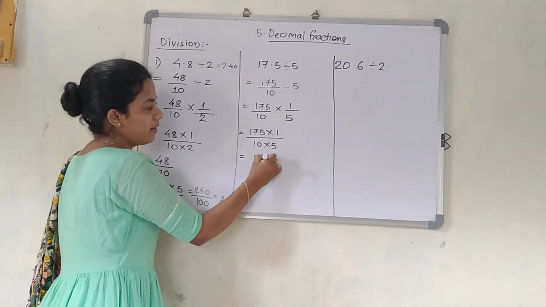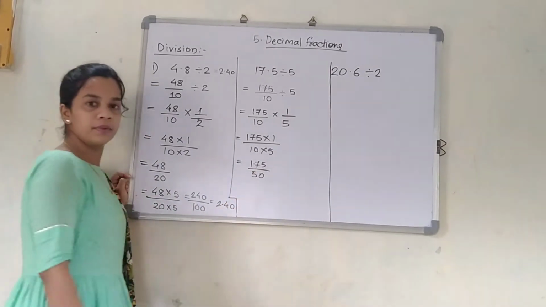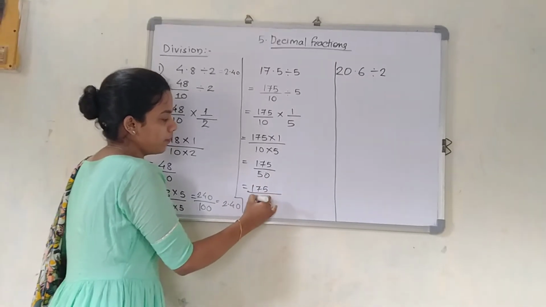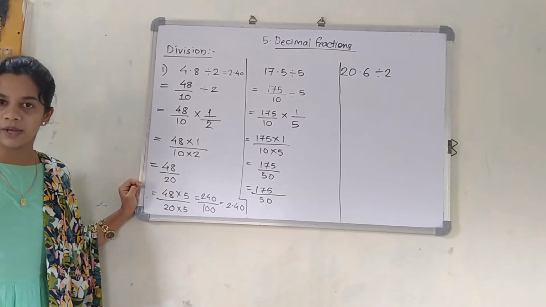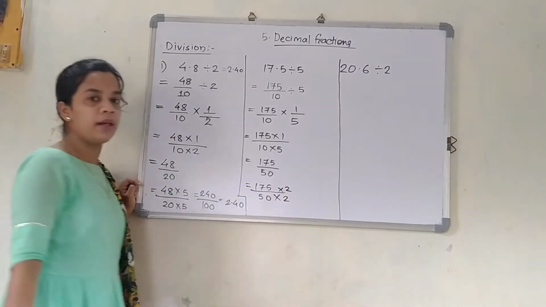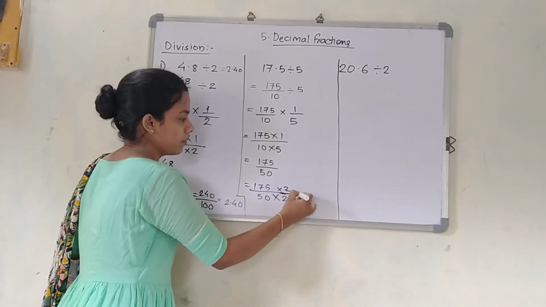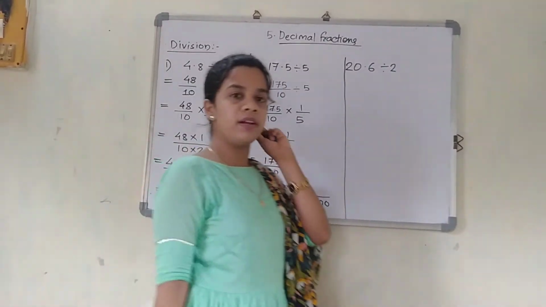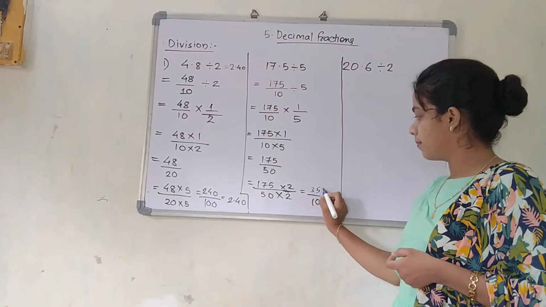175 into 1 is 175 as it is. 10 into 5 is how much? 50. Okay. So now 175 upon 50. 175 upon 50 is not my decimal fraction. So I am going to convert this into a decimal fraction by multiplying by 2. Why? Because 50 times 2 is 100. So here we will get 100, and 175 times 2 is how much? 175 times 2 is 350. So I am going to write 350 over here.